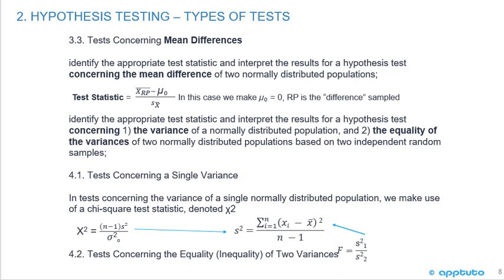We'll also be looking at tests concerning mean differences, where we identify the appropriate test statistic and interpret the results for a hypothesis test concerning the mean difference of 2 normally distributed populations.